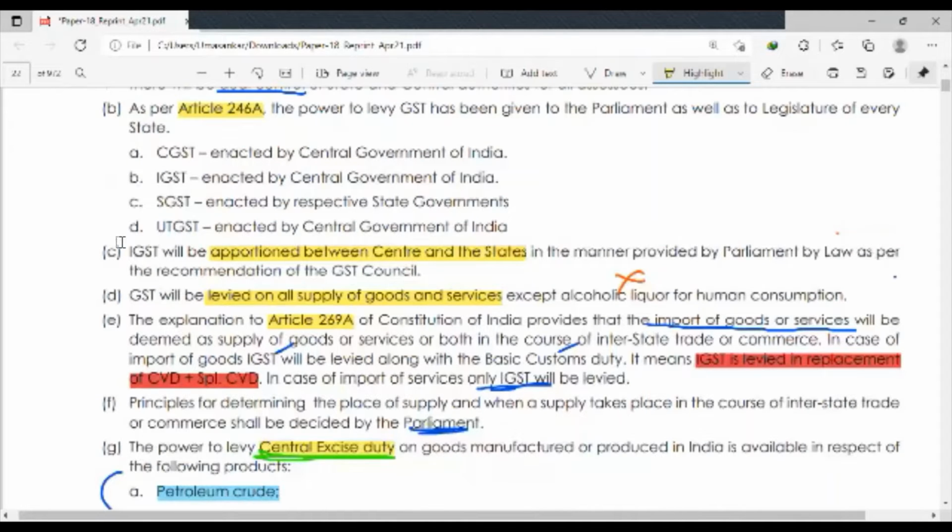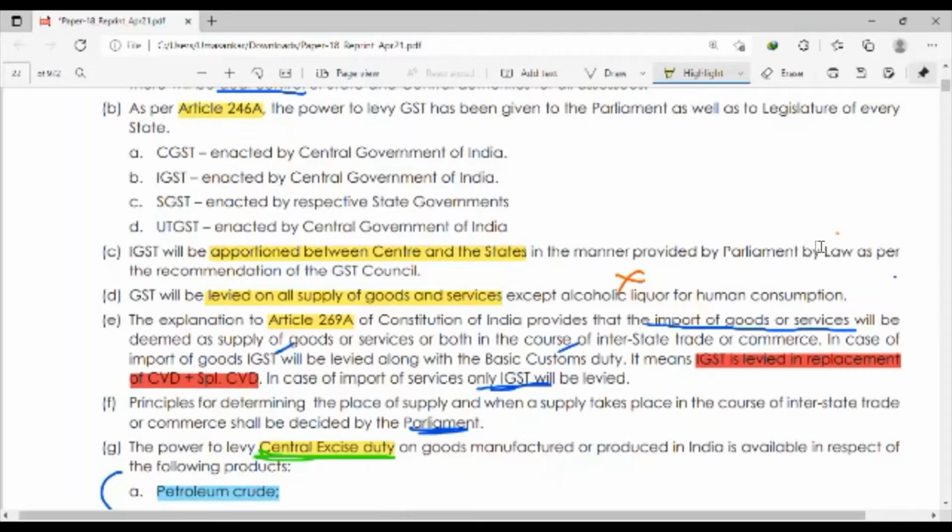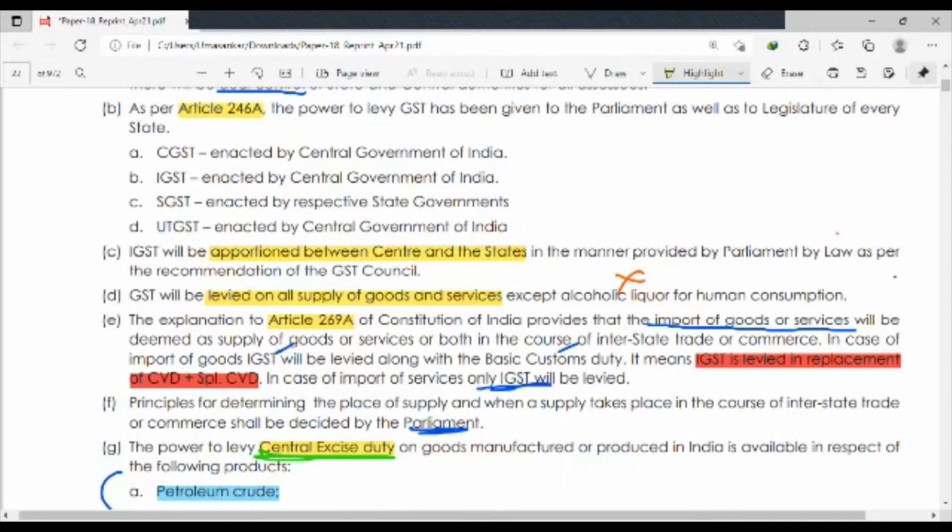When IGST is collected, it is apportioned between the center and the state in the manner provided by Parliament by law on the recommendation of the GST Council. When IGST is paid by a supplier or a customer, a registered person, it is normally apportioned between the center and the state. Okay.